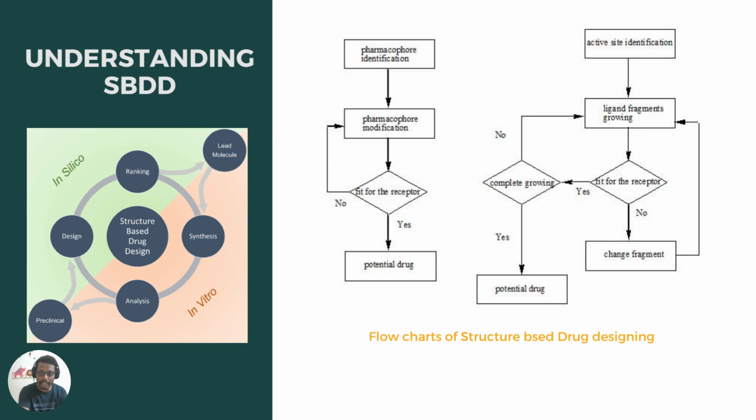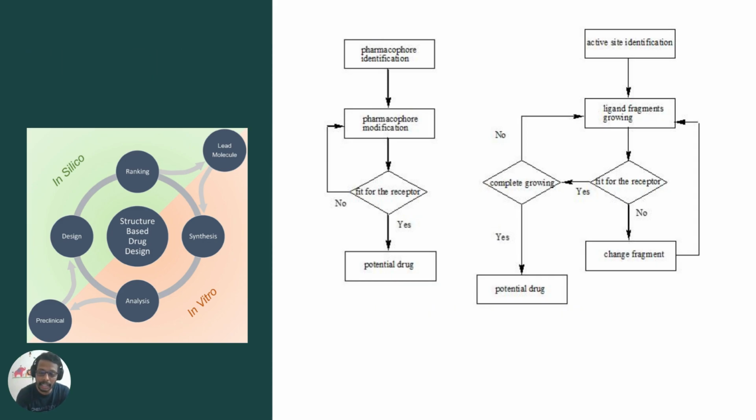If it is not fit, again we have to modify the receptor and ligand. We have to change the fragments of the ligands and again try to fit that ligand into the receptor. When it is properly fixed, properly bound, the drug will be identified as a potential drug. So it is a stepwise manner, like a flow chart, where we have to follow different steps in the structure based drug design.